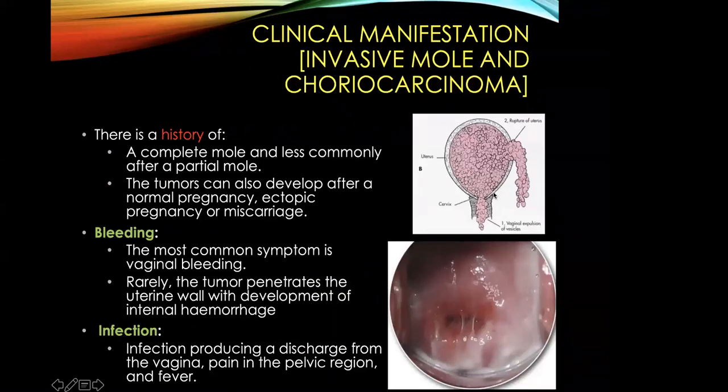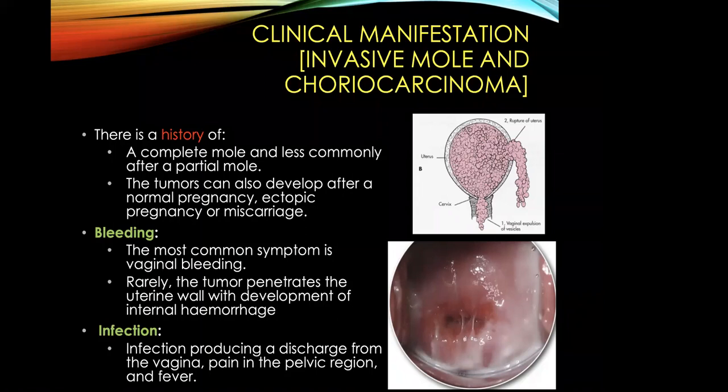Now let us understand the manifestations of invasive mole and choriocarcinoma, and the history is common. It is usually a complete mole, or less commonly a partial mole, and the tumor can develop even after normal pregnancy, ectopic, or an abortion. So you have the same thing, amenorrhea, bleeding PV.